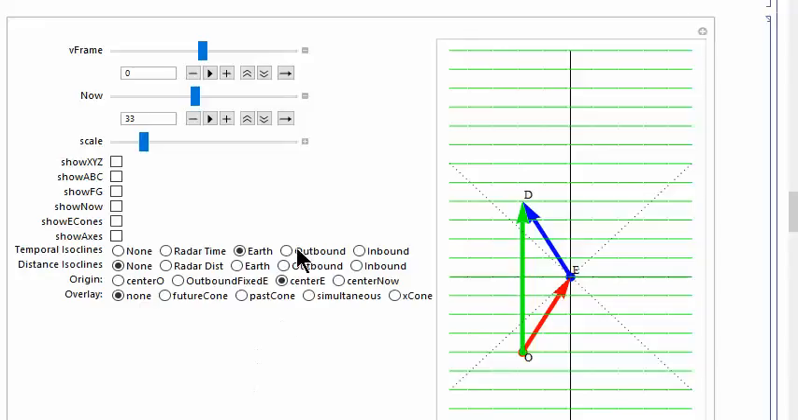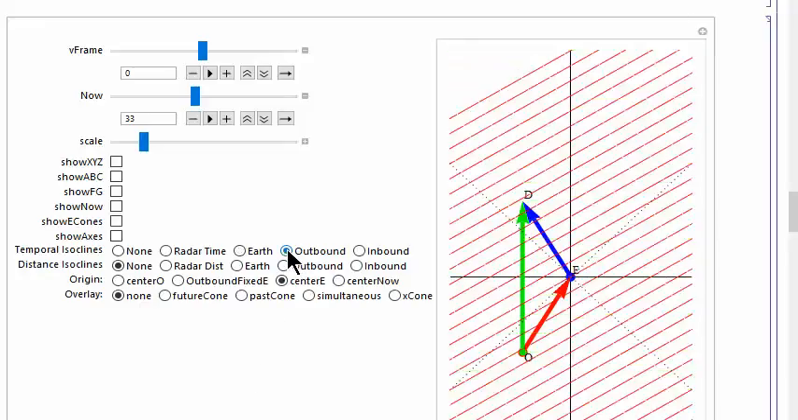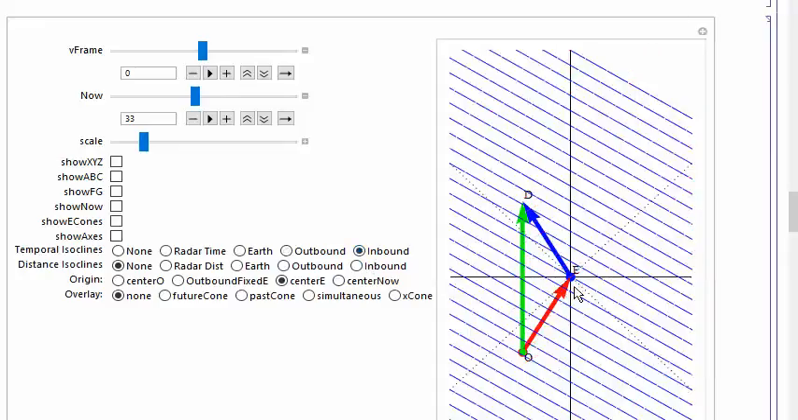Now let's look at the isoclines of time for the traveling twin on his outbound journey. Counting off, I see it is 1, 2, 3. It's just a little bit more than 3 years for the outbound twin. Then, looking at the isoclines for the inbound twin, it is 1, 2, 3, another 3 years.